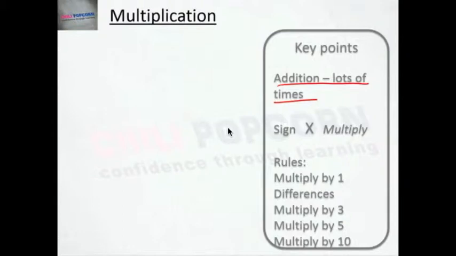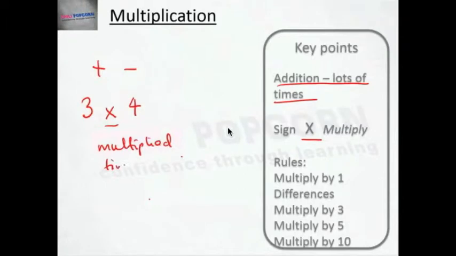The other thing is how we do the sign. So remember with addition, the sign was a plus sign, like this. Then we did the minus sign for subtraction. Multiplication is a cross sign. So when you see a cross sign between two numbers, say the numbers are 3 and 4, that means 3 multiplied by 4. That's the way we read that. It says multiplied by 4 or times 4. So sometimes we use the word times. 3 times 4 or 3 multiplied by 4.